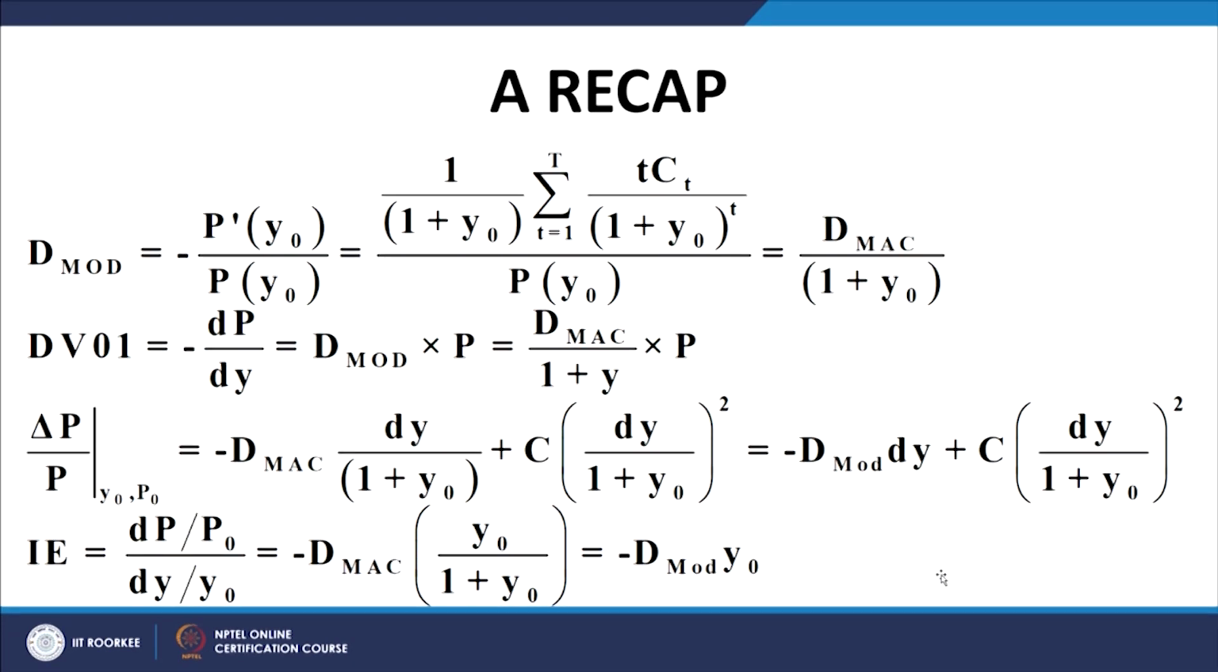So, this is a recap of what all we have done so far, the various definitions of interest rate risk measures, the dV01, d mac, the Macaulay's duration, modified duration, and the interest rate elasticity. And I have also placed here the expression for the percentage change in price expressed in terms of the duration and convexity of the bond.